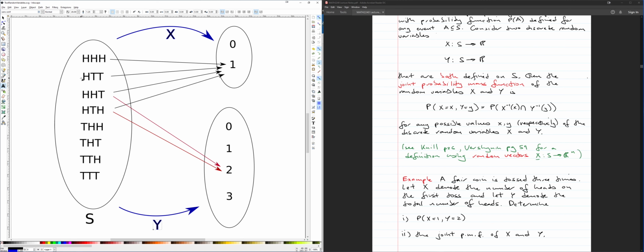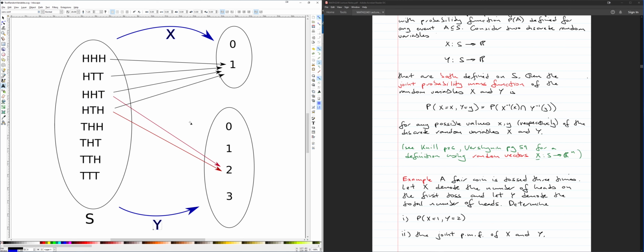Likewise, for this outcome over here, if you consider the first toss, you have a head, and the value of the random variable for this outcome is equal to 1. So remember what your random variable is doing for you: it is assigning a value to each of the outcomes in your sample space.